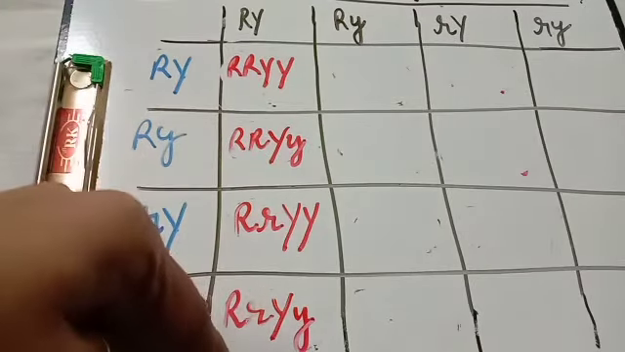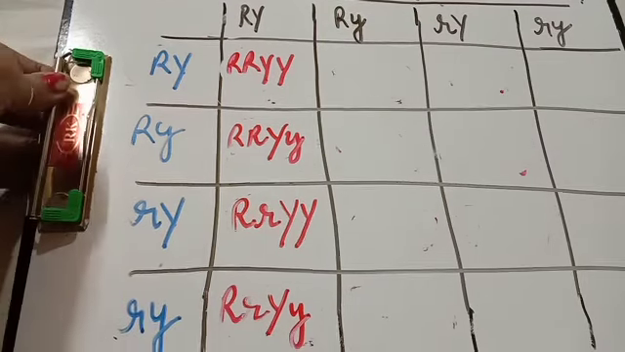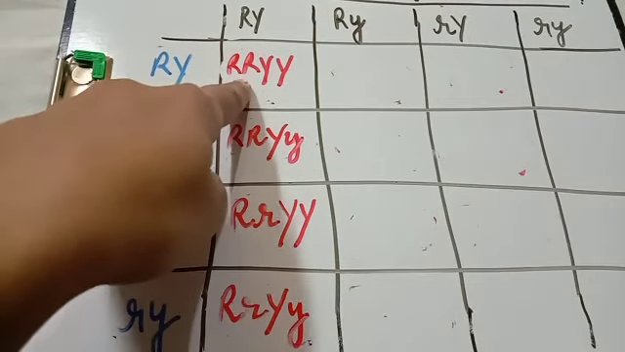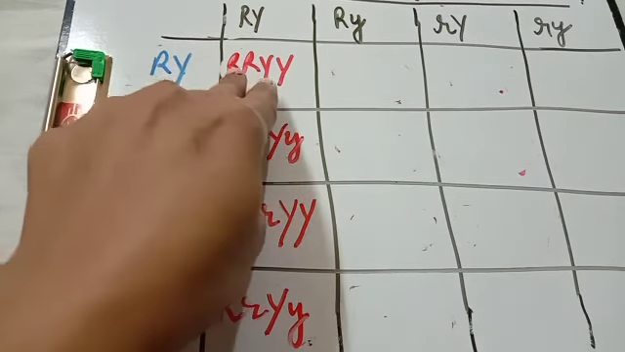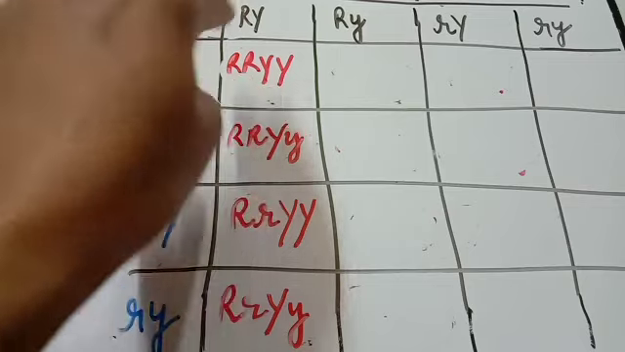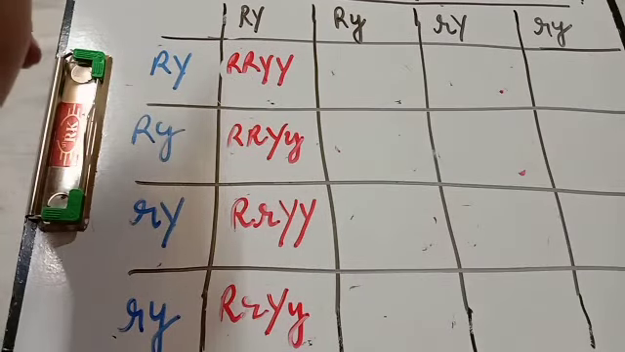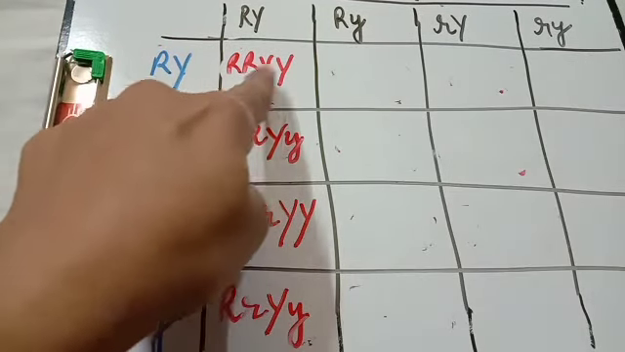Now we check this much. What result will I be getting here? What type of pea plant will I be getting? Round and yellow. Because we are working on two characteristics, the result also will be in two characteristics, two traits. Okay. Round and yellow.